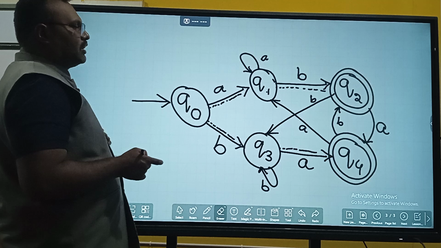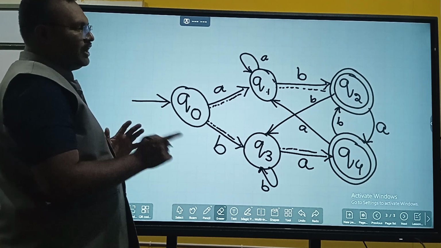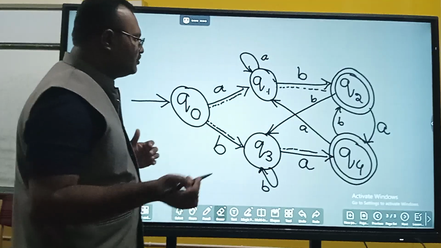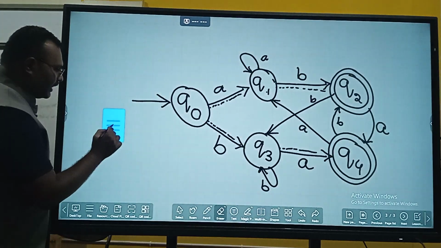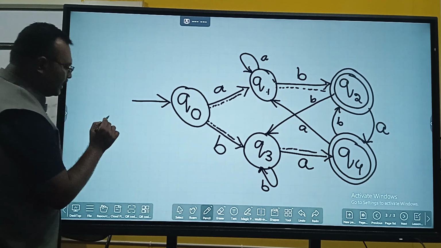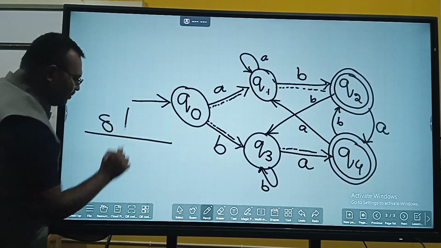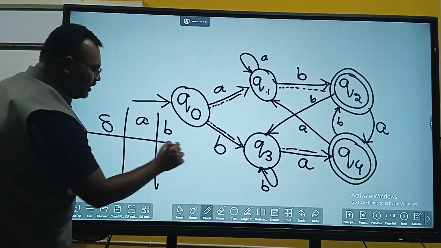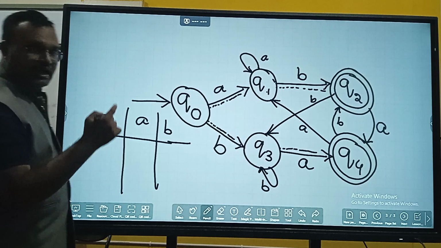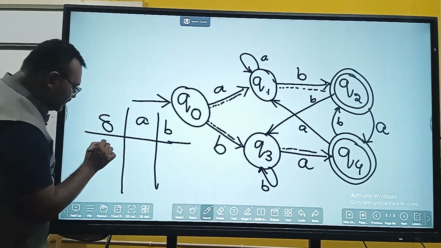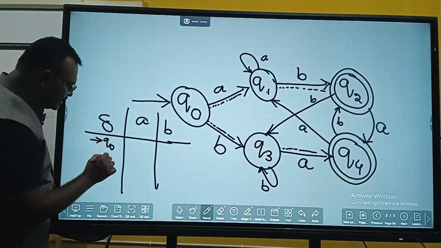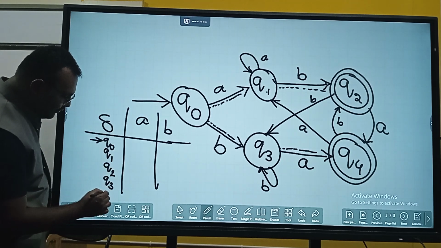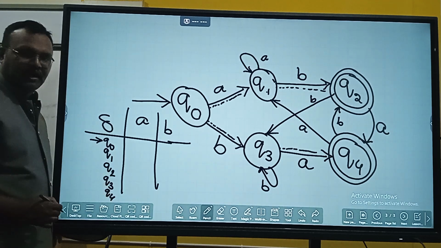Now, let us try to construct its equivalent transition table. So, how to construct this transition table? In last class, we have seen that you need to write a transition symbol. So, I will be writing the transition symbol followed by what are the inputs we have? Inputs you have is A comma B. What are the states we have? Totally 5 states we have. So, it is Q0, starting state, Q1, Q2, Q3 and Q4 are the states we have.